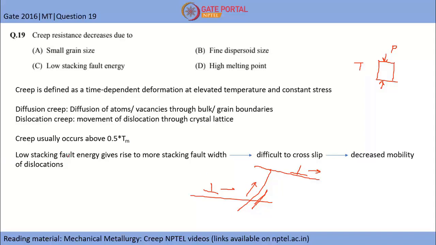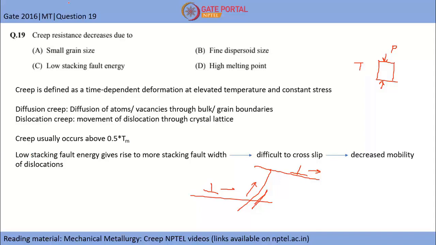It gives a larger stacking fault width. Hence, if a larger stacking fault width is there, it is difficult for a dislocation to cross slip. Hence, decreased mobility of dislocation. If decreased mobility of dislocation is there, creep resistance will increase, not decrease, because creep resistance comes from hindering the path of dislocations. Hence, C is also not the option.